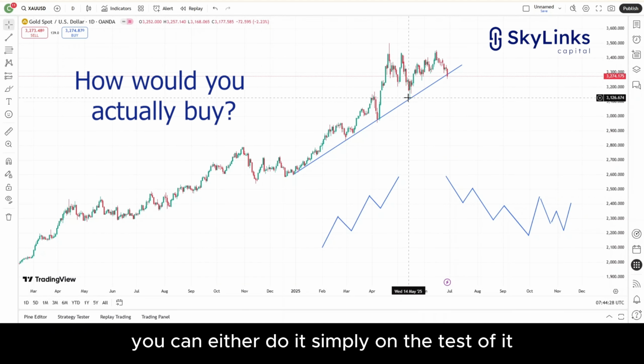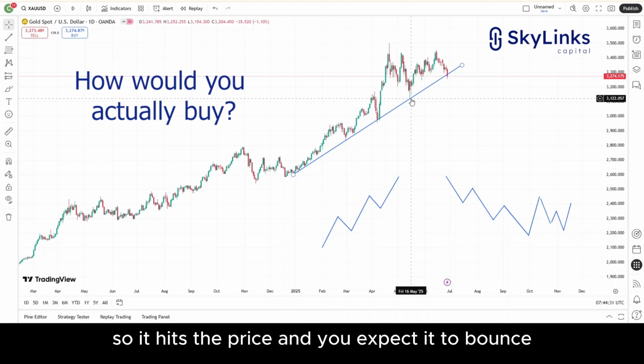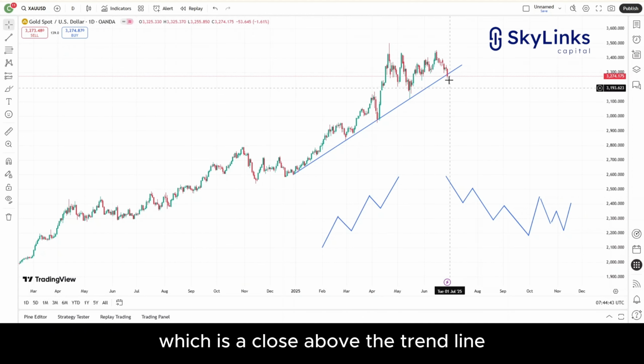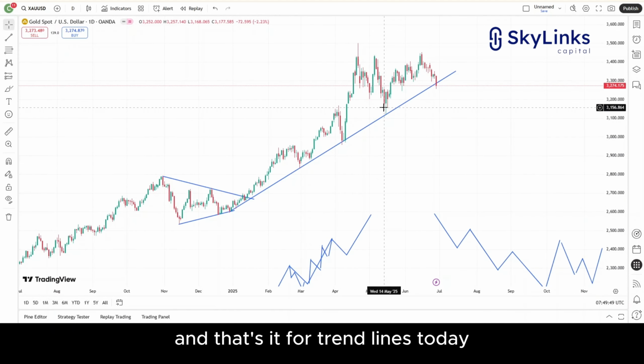You can either do it simply on the test of it, so it hits the price and you expect it to bounce, or you can wait for a time filter, which is a close above the trend line, and then take the trade. And that's it for trend lines today.